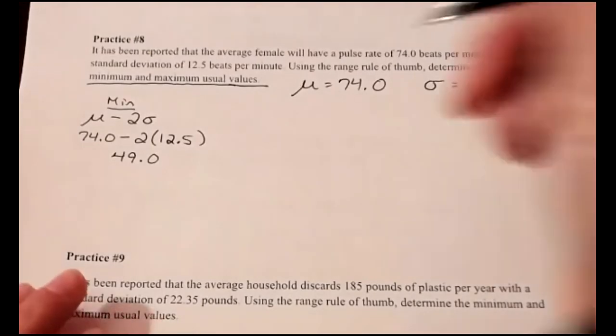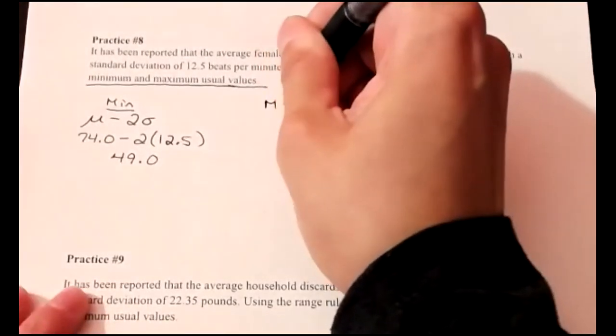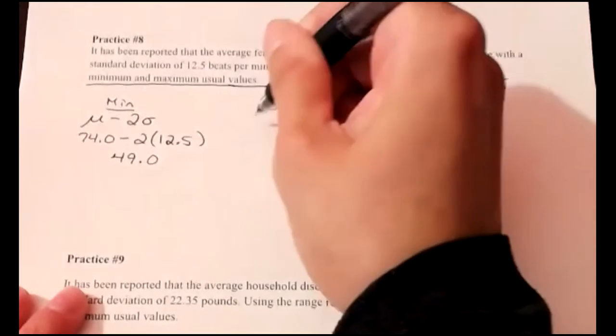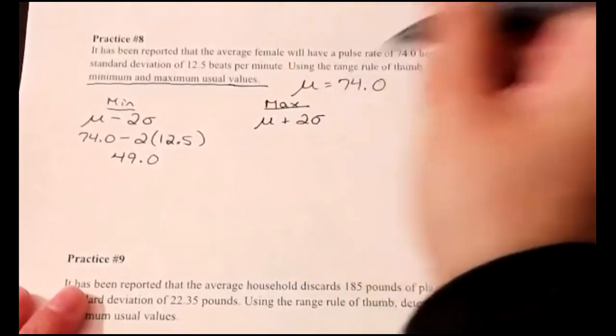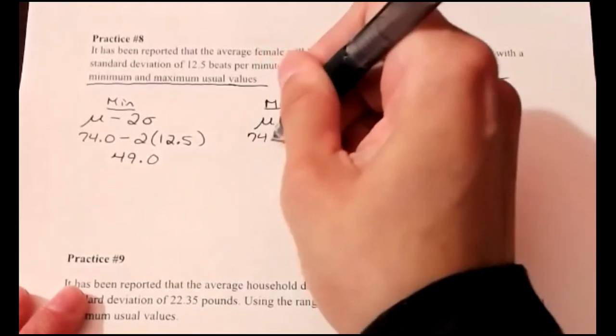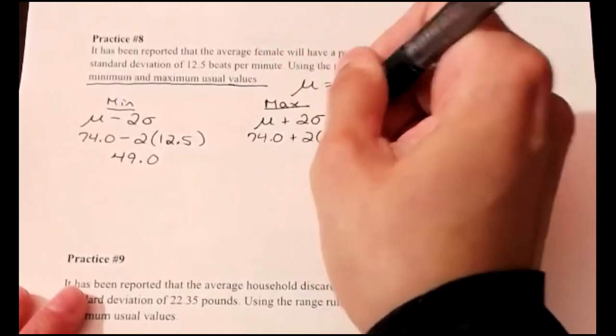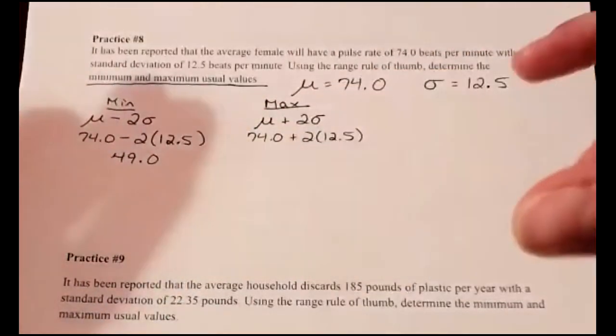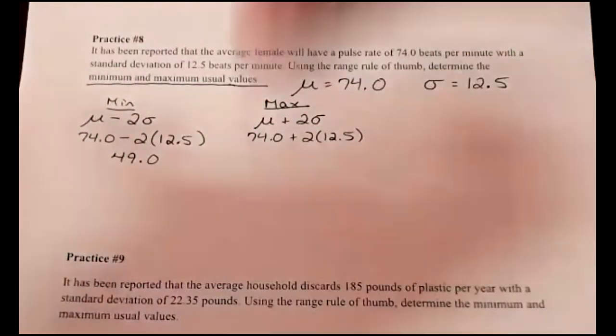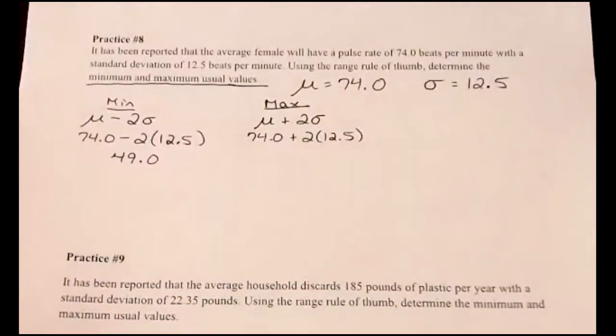I also want to write out the maximum. So we're going to write max. And we've got the mean plus twice the standard deviation. So we're going to plug into this formula. The great thing is I'm writing this out so that it's kind of cookie cutter. So you could take it and repeat it, rinse and repeat for any problems that involve range rule of thumb. Good. What about the upper bound, your maximum?